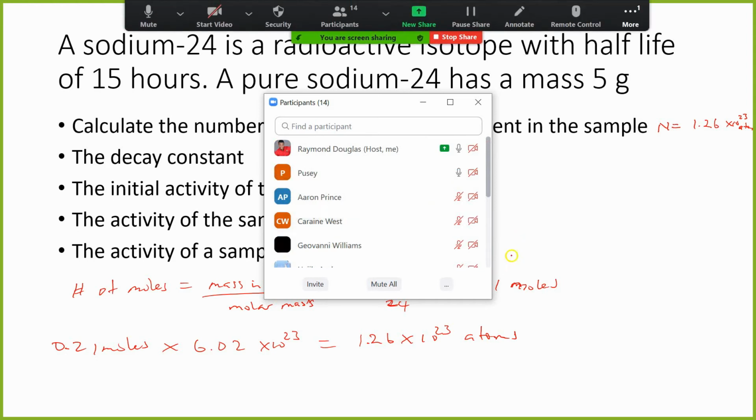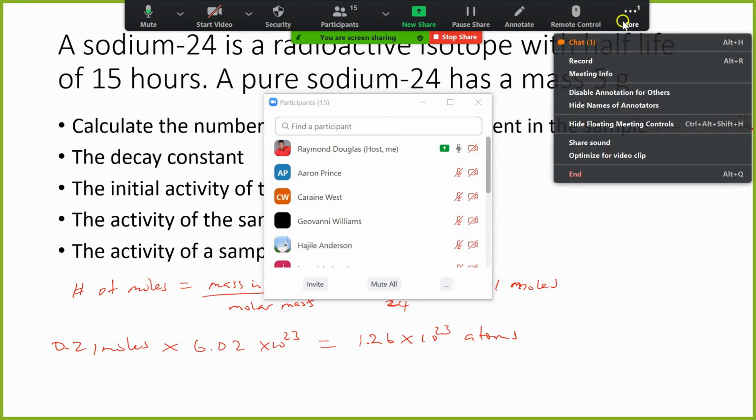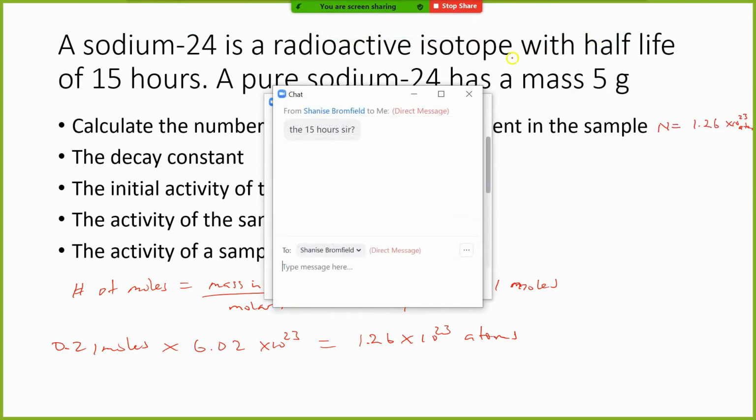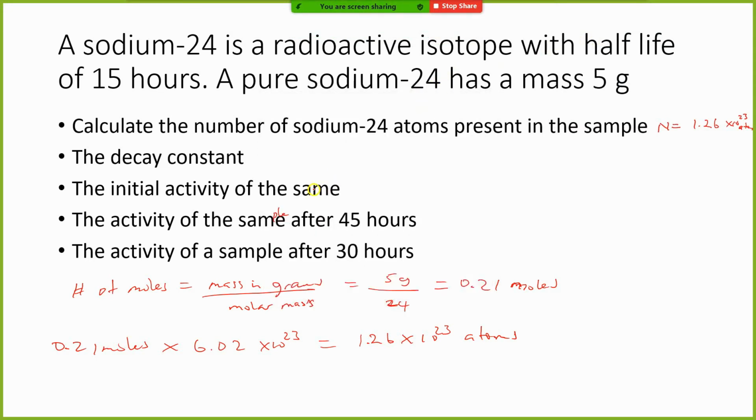Sir, the change in N over the time. Okay. Changing what? I didn't get that. A change in the number of nuclei. Remember, what is the decay constant? Sir, the decay constant is lambda, so would we use like the ln2 over the half-life?